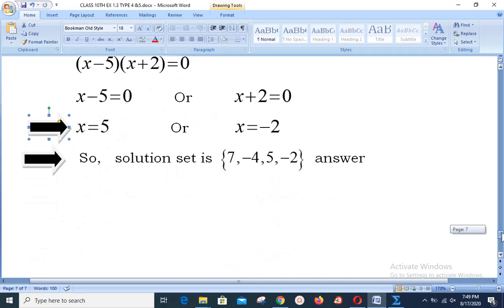So calculating all these values in the solution set, my solution set becomes 7, minus 4, 5, minus 2. Hope you all understand. These are the two types, type number 4 and type number 5, that complete this topic. Hope you all understand.